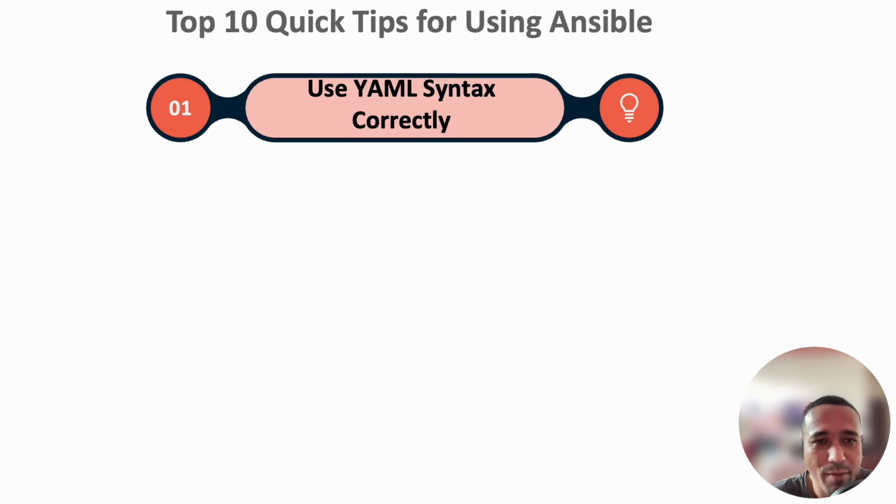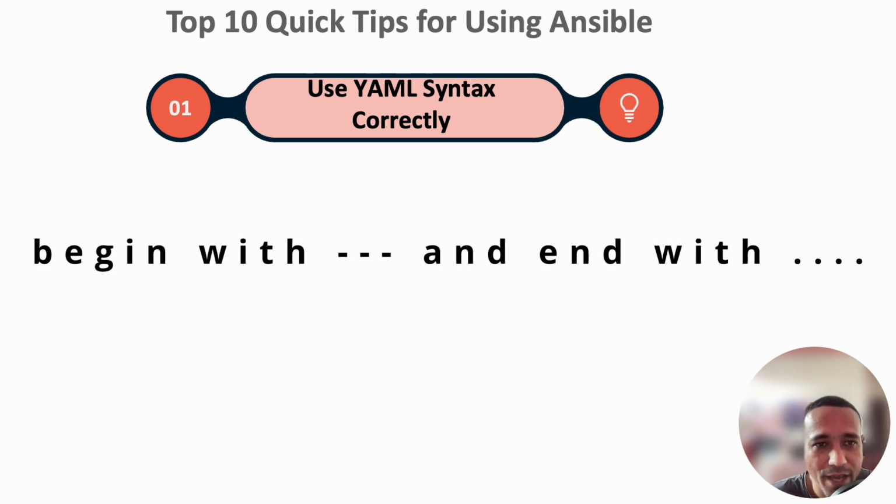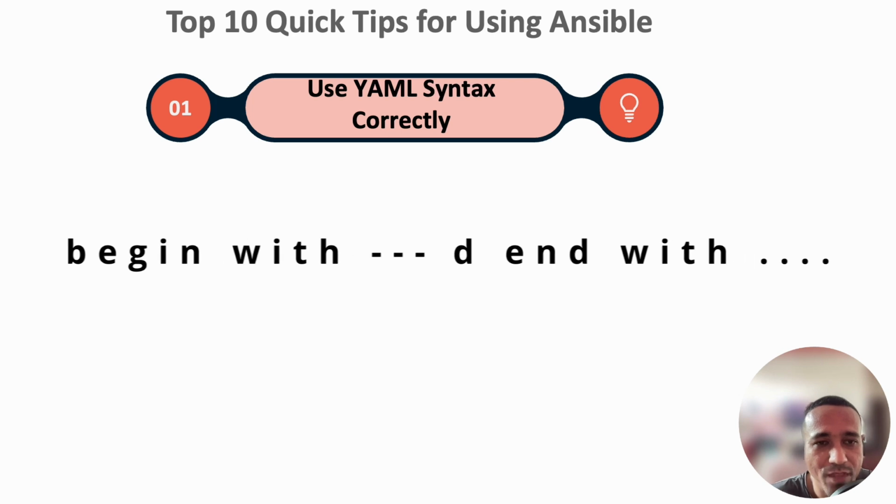Number 1, use YAML syntax correctly. Ansible playbooks are written in YAML and YAML is quite sensitive to spaces and indentation. Make sure that you write your playbooks correctly. As a best practice, you can start your playbook with 3 dashes and end them with 3 dots.